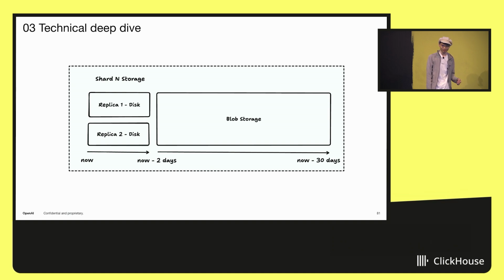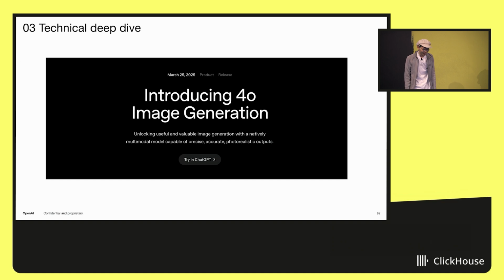Now, with this setup, things were running pretty smoothly. People wanted logs, and we gave it to them. That is until March 25th of this year, when OpenAI launched image generation in GPT-4o. And our users loved it.